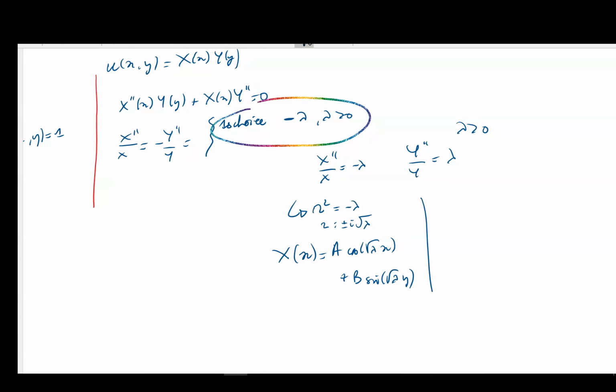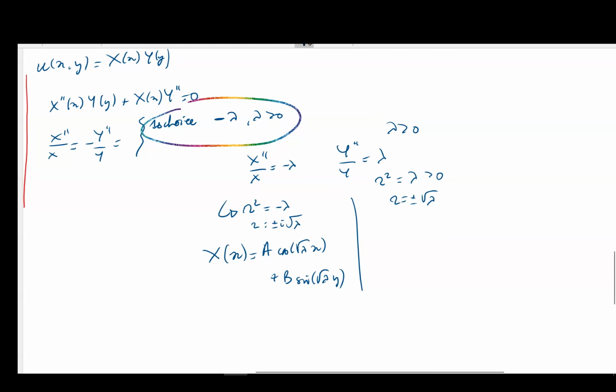On the other hand, with the same choice, I'm going to have the characteristic equation for Y, rho squared is equal to lambda being positive, so that has positive real roots. So r is equal to plus or minus square root of lambda. And then I can write that my Y is going to be a combination of exponential of square root of lambda times y and exponential of minus square root of lambda times y.